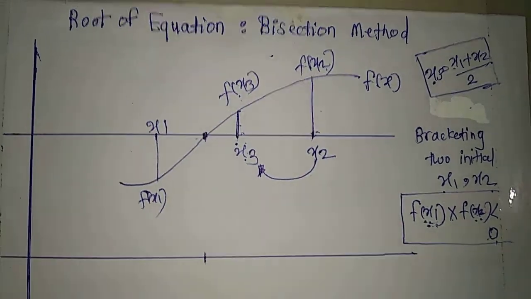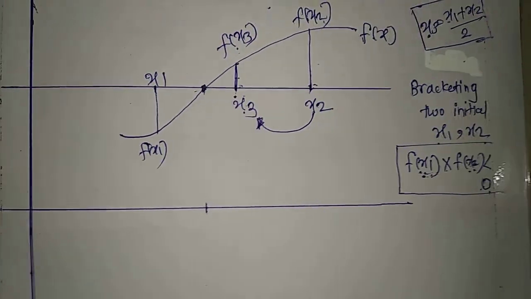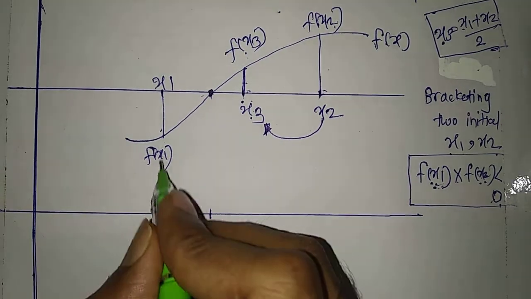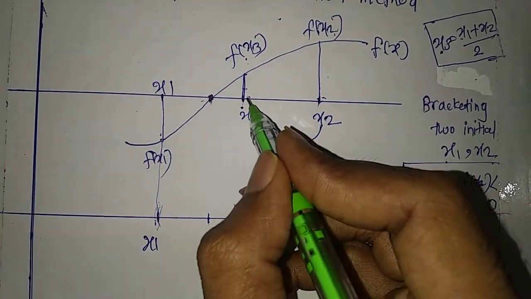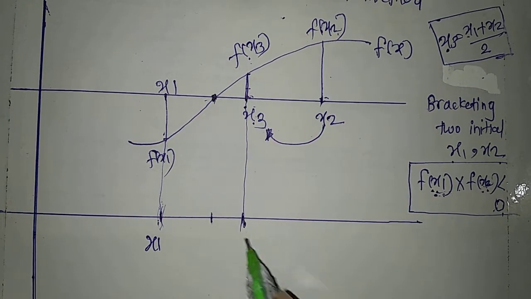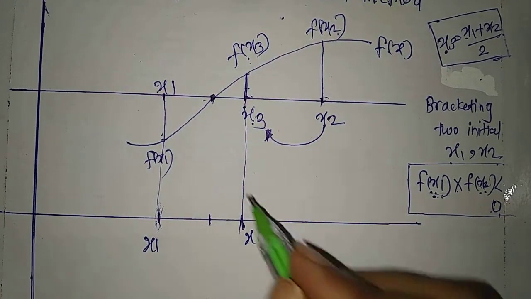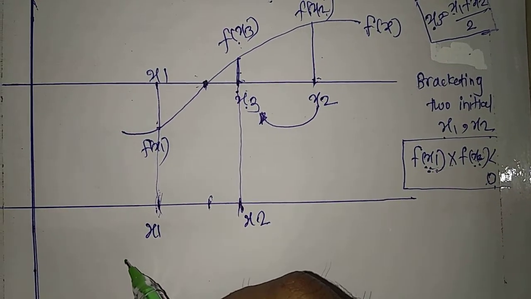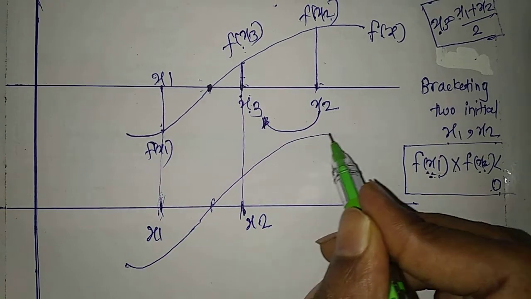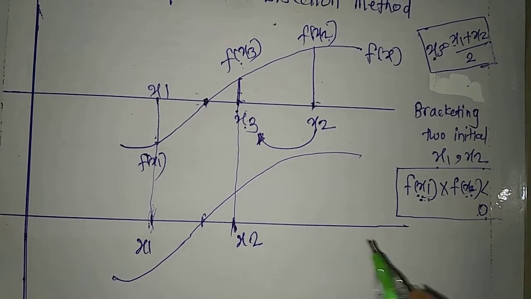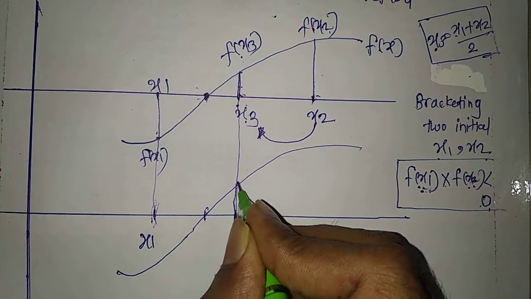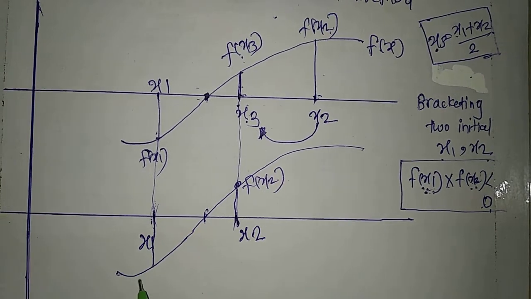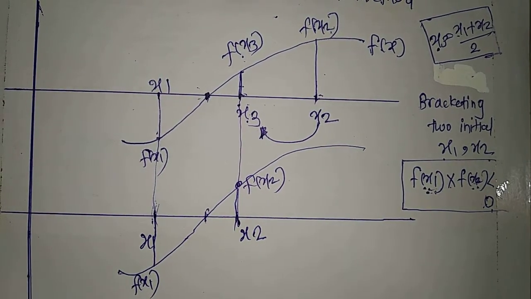And for the next iteration, x1 remains the same, and x3 is replaced by x2, and this is our root. To make the calculation convenient, I am just redrawing the curve. Now repeat the procedure, with the respective function values of the new x2 and the new x1.